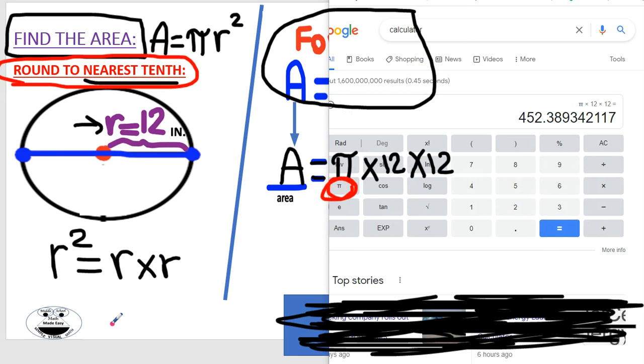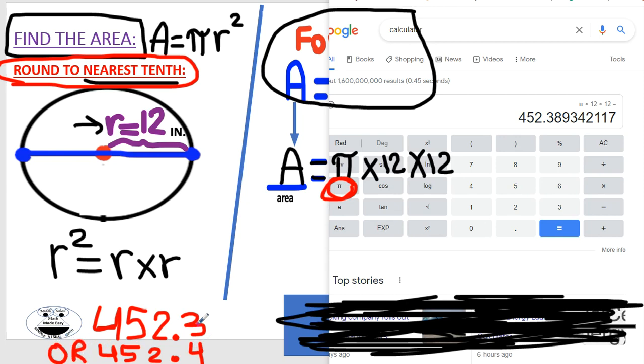So what that means is our answer is going to be 452.3 or 452.4. So it's either going to stay 0.3 or it's going to be 0.4. And that looks kind of sloppy. So the tenths place is the place value right after the decimal point. So the 0.3 or 0.4, that is the tenths place. So we want our answer to have the tenths place.